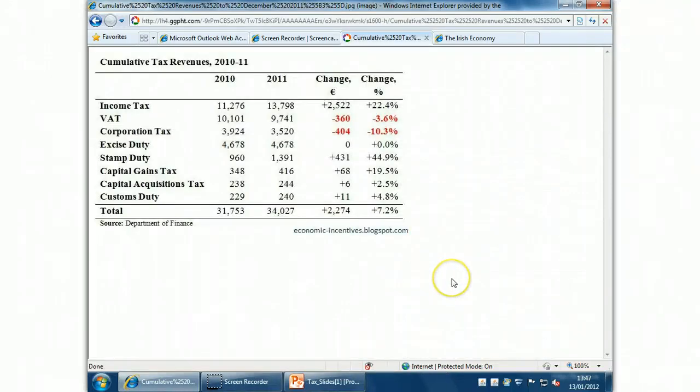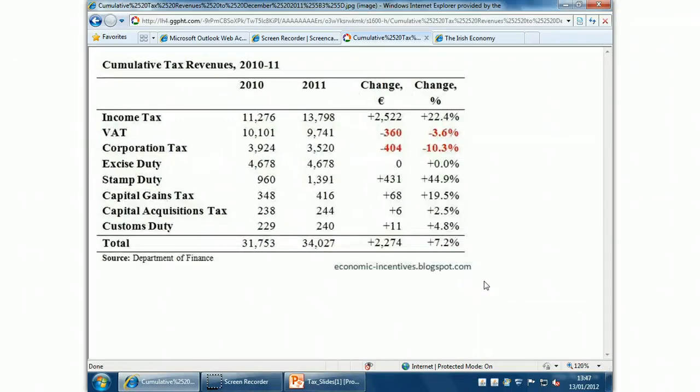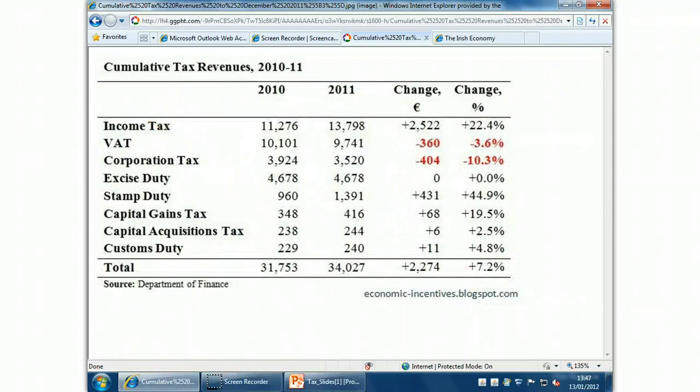So here's tax revenue in Ireland for the last 2 years. It's collected under the main headings we've gone through: income tax, VAT, corporation tax, excise duty, stamp duty, CGT, CAT, and customs duty. Again, I said the customs duty is an EU tax. We generally don't impose customs duties, but it is the smallest of them there, although not by a huge amount. So you can see the rates collected.